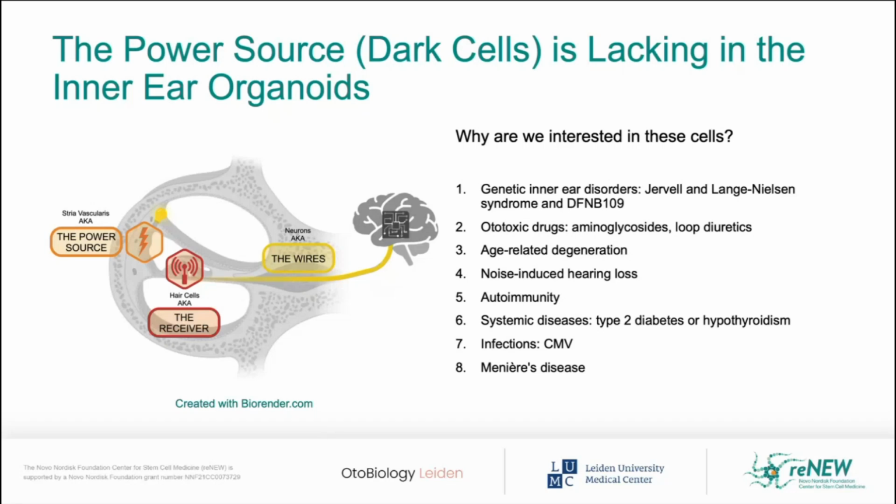But also if you look at more diseases, these stria vascularis and these dark cells are affected. And just to show you, hypothyroidism is also in there. So we had a talk this morning, right? So maybe it has something to do with dark cells. We don't know.